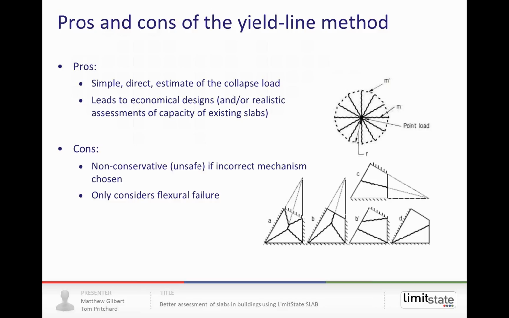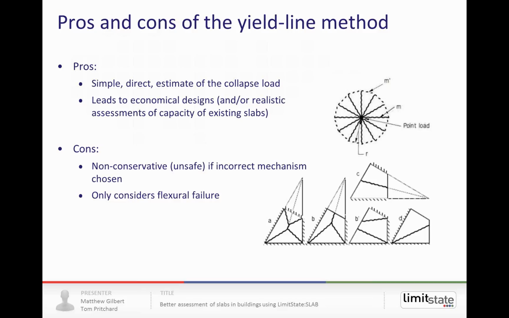Unfortunately, it stayed for the vast majority of its life a hand method, so that required the engineer to manually postulate a collapse mechanism, and unfortunately, if you chose the wrong mechanism, then you would overestimate the true collapse load. Sometimes there are cases where that overestimation could be quite significant.